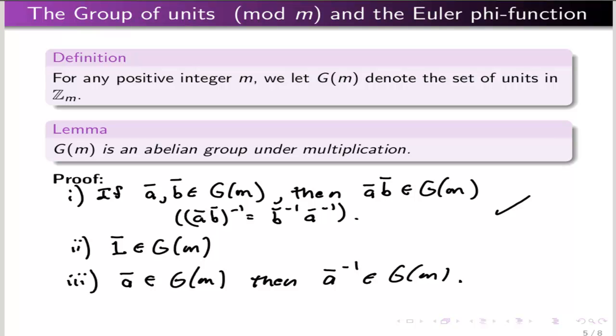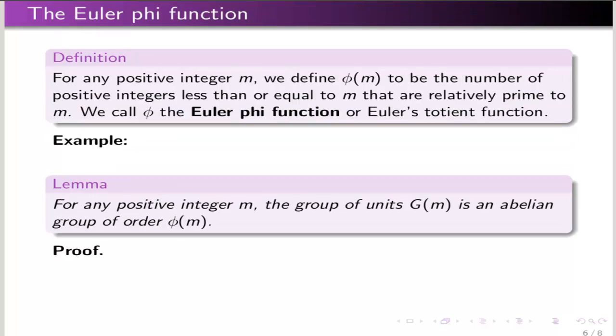Okay, so we have this group, and one of the things we want to study this semester is what type of abelian group this is. If you've studied group theory, you know that abelian groups have very nice structures. So is it a cyclic group, or is it a Cartesian product of certain types of cyclic groups? That's one of the goals we want to pursue next.